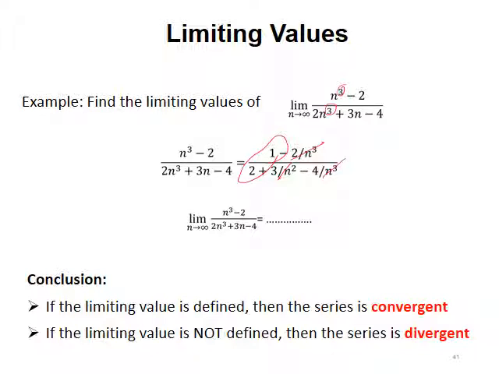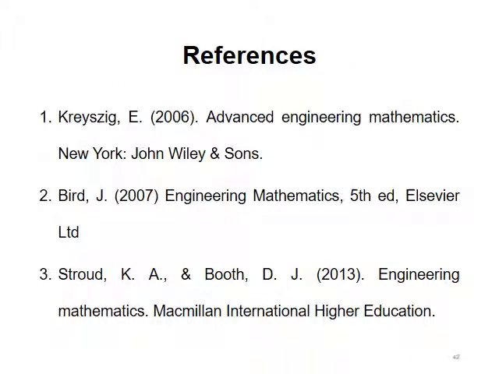When there is a limit at infinity, it is defined, and we say it is convergence. When there is no limit, it is divergence. I will stop here. More discussion will be in the face-to-face session.